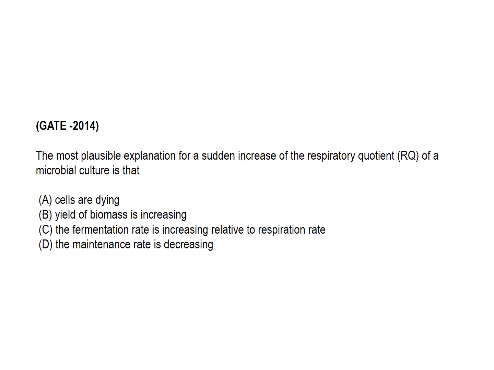We all know that the growth of bacteria or microbes occurs in different phases. When the bacteria are growing rapidly, they require a high level of dissolved oxygen. In that condition, the microbial metabolism is controlled on the basis of respiratory quotient. So from the given options, the correct answer is that the fermentation rate is increasing relative to respiration rate, that is option C.